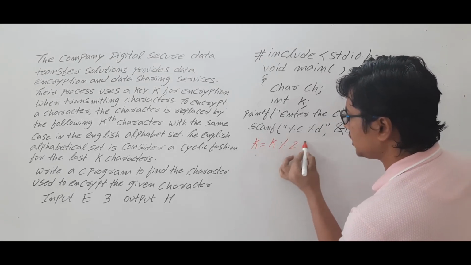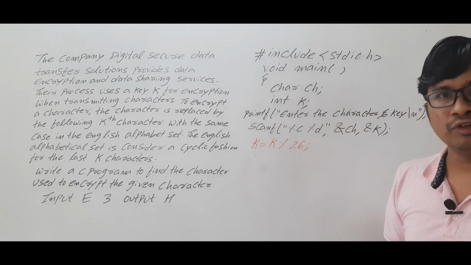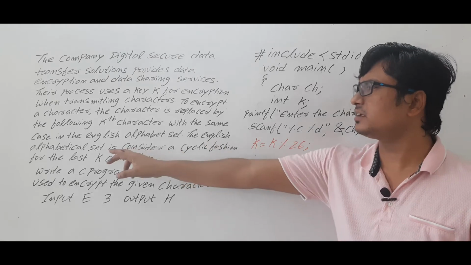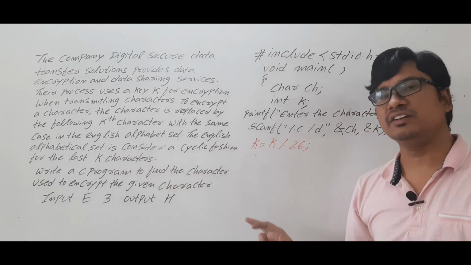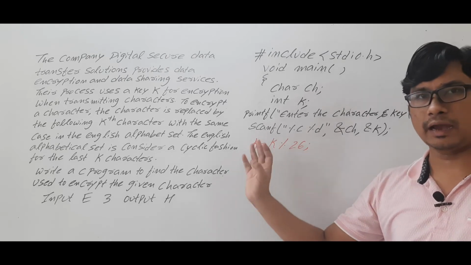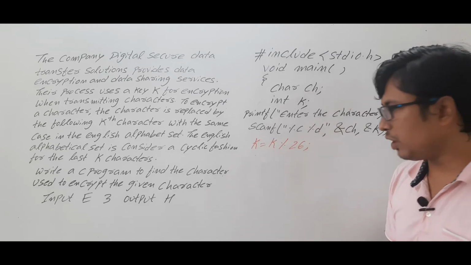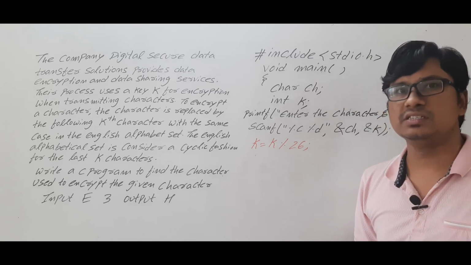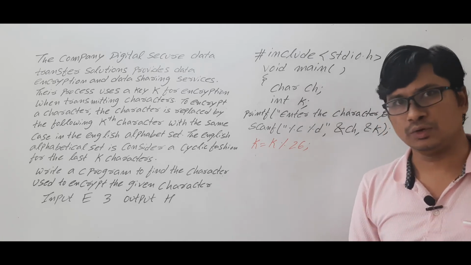Now we will perform this task: k is equal to k modulus 26. Why am I performing this? Look here. They said the character will be considered in a cyclic fashion. After going to capital Z, you need to go up to capital A, capital B, like that. And one more important point, you know that uppercase characters are 26 and lowercase characters are 26.